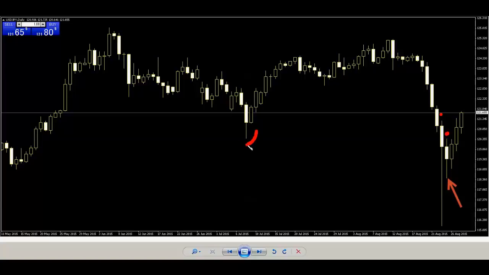This one also same, this one also same, this one also same. Please keep in mind, smaller than previous bar, then no trade.